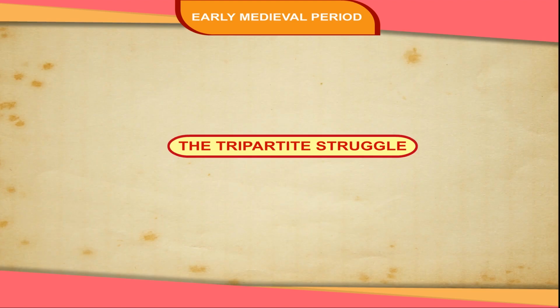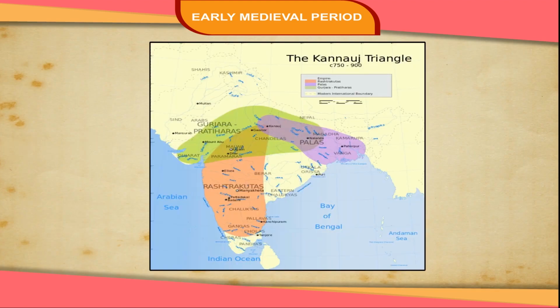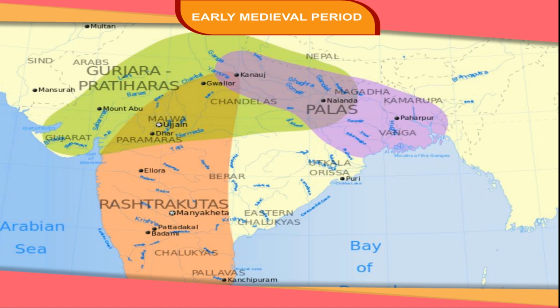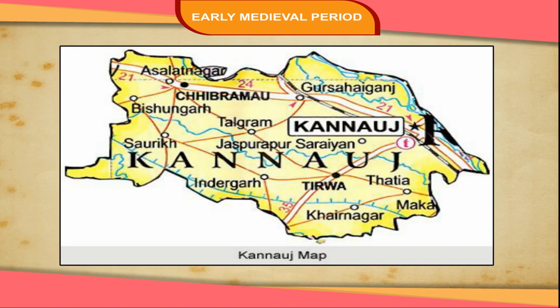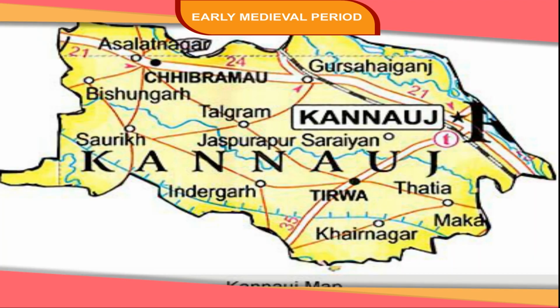The tripartite struggle. The ancient period witnessed a continuous struggle for almost 200 years among the Palas, the Pratihars and the Rashtrakutas for the control of Kannauj from 780 CE to 910 CE. This struggle was known as the tripartite struggle. Kannauj was an important and prosperous city because of its strategic location. The control over Kannauj meant the control over the whole of the Gangetic Valley.